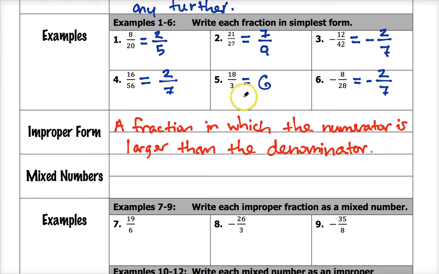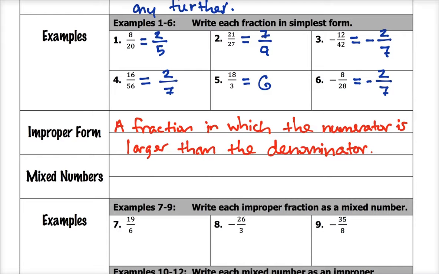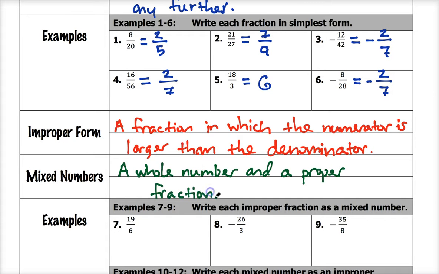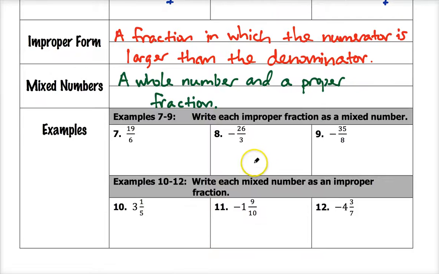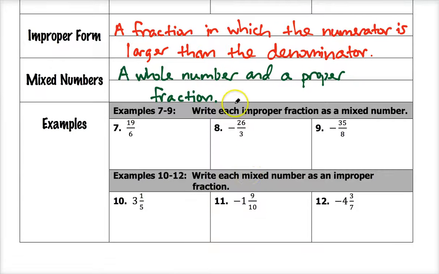18 was the numerator and 3 was the denominator. Fractions in which the numerator is less than or smaller than the denominator are proper fractions. So those are fractions like 1/2 and 4/5. Those are proper fractions. Mixed numbers are simply a whole number and a proper fraction put together. So 2 and 1/3 would be an example of a mixed number. You can convert from improper fractions to mixed numbers and vice versa rather easily, and so we're going to review that in these next few examples.